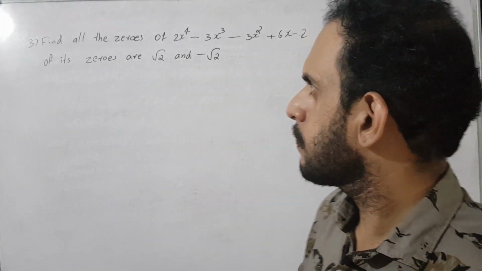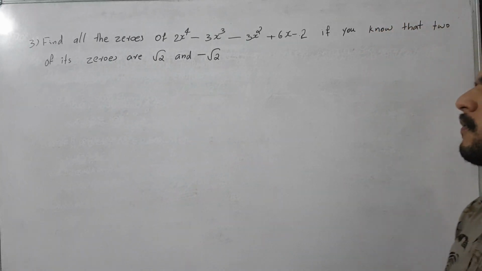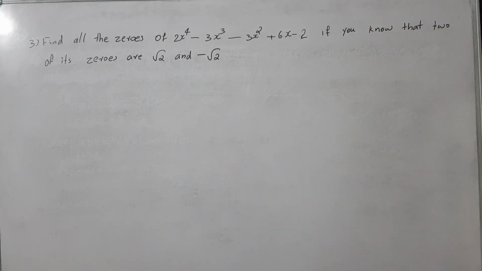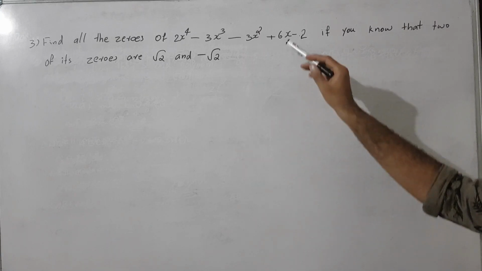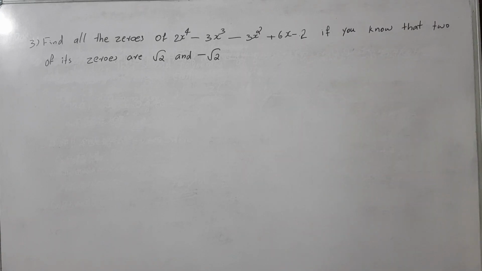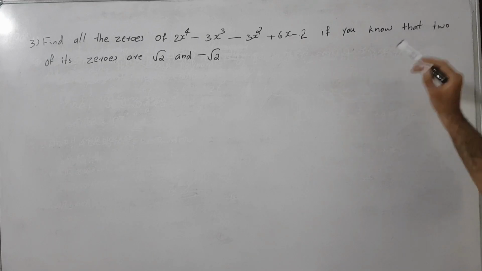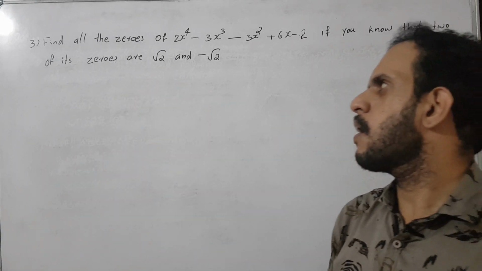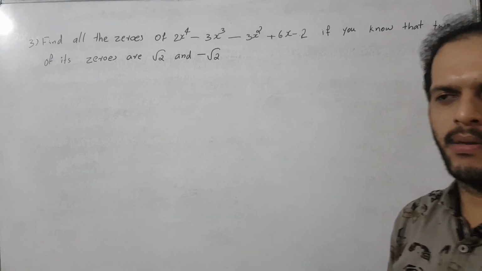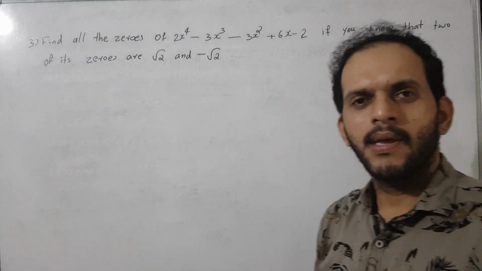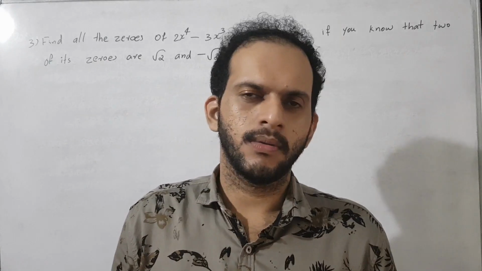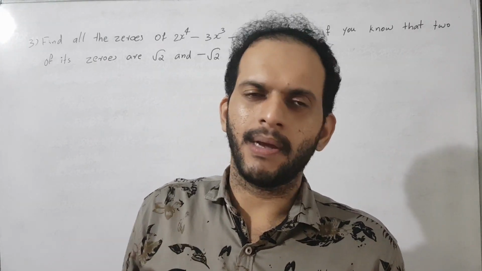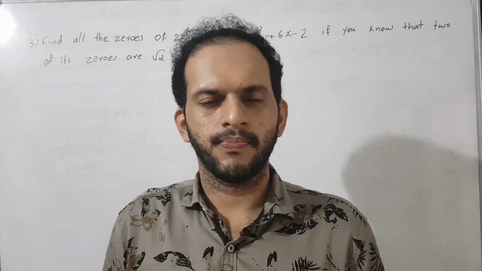The question is like this: find all the zeros of 2x raised to 4 minus 3x cube minus 3x square plus 6x minus 2, if you know that two of its zeros are root 2 and minus root 2. Okay, this type of question is important. Listen and do the practice well. Okay, this type of questions.